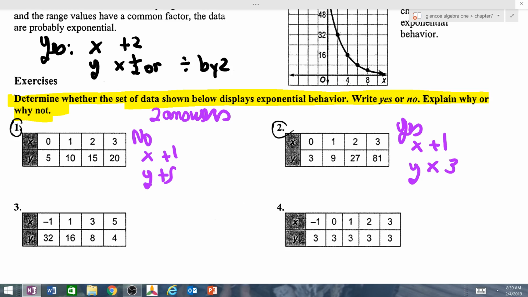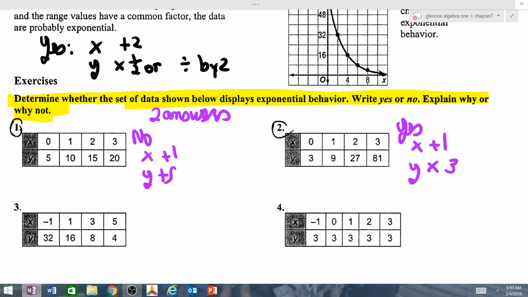All right, who's got the first one? Yes or no? Who wants it? Thank you. What did you get? You got no. Why? Okay, good job. So when you state the answer, you should say no, which is correct. Even though the x's are increasing by 1, the y's are being added by 1, so there is not a common ratio. Good. Number 2, what did you guys get for 2?